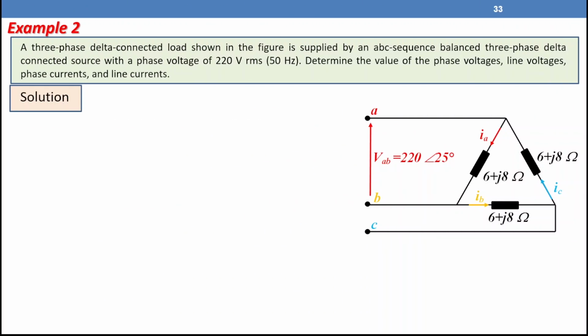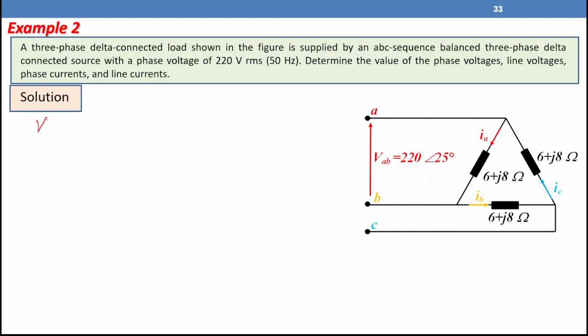Let us take an example. A 3-phase delta connected load shown in the figure is supplied by an ABC sequence balanced 3-phase delta connected source with a phase voltage of 220 volt, 50 Hz. We need to determine the phase voltages, line voltages, phase currents and line currents. So the question here is not clear because that one is delta connected. Is there any difference between phase voltages and line voltages? No.